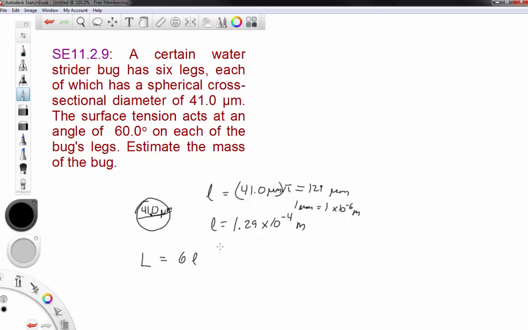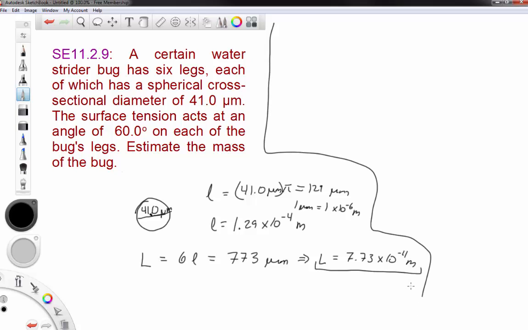The total length L is 6 times this length, because each of these is 1/6 of the total leg number. In other words, the bug's got 6 legs. So what this ends up giving when you multiply everything together is about 773 microns. Obviously I have a couple more digits in my calculator than is shown here. And so this is length equals 7.73 times 10 to the minus 4 meters. Okay, so that's the length.